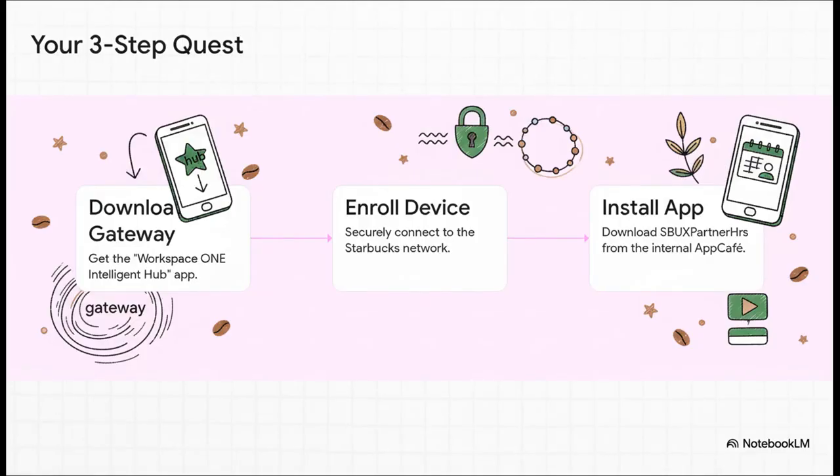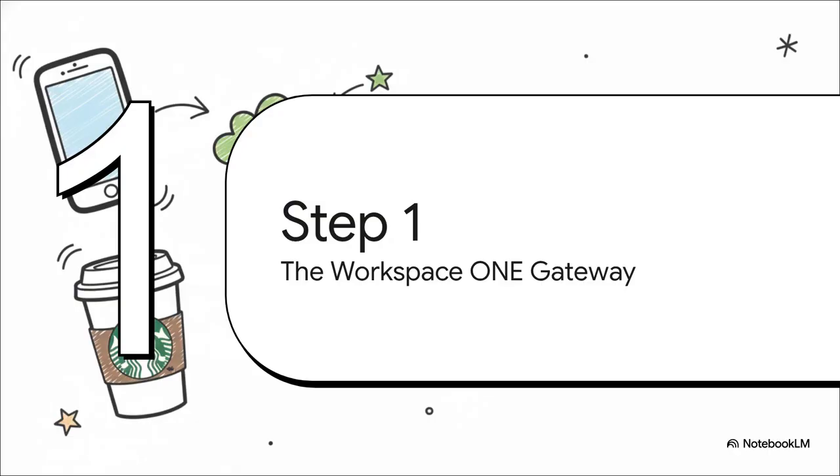We've broken this whole thing down into a simple 3-step quest. First, we're going to download a gateway app. Then, we enroll your device to connect it securely. And finally, we install the actual Partner Hours app. Let's go. All right, step 1.